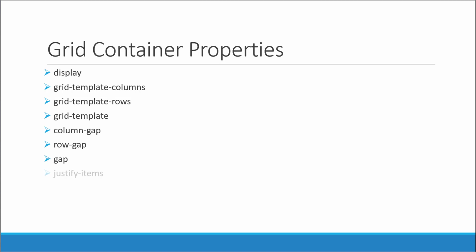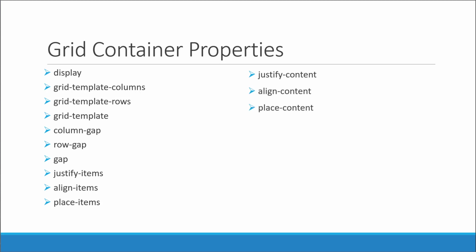Next, we have justify, align, and place items properties, which are concerned with alignment of the grid items. Similarly, we have content alignment properties, which deal with alignment of the entire grid. Finally, we have properties to deal with auto-generated grid tracks.